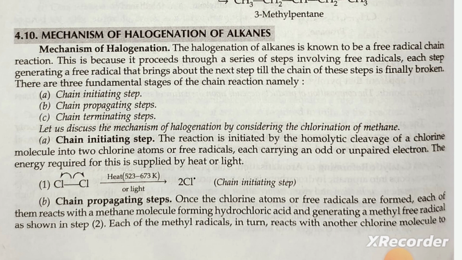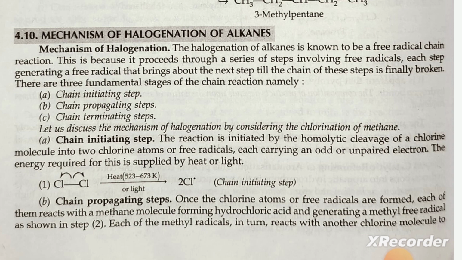Mechanism of halogenation of alkane. The halogenation of alkane is known to be a free radical chain reaction. This is because it proceeds through a series of steps involving free radicals, each step generating a free radical that brings about the next step till the chain of these steps is finally broken. There are three fundamental stages of chain reactions, namely: A, chain initiation step; B, chain propagating step; C, chain terminating step. Let us discuss the mechanism of halogenation by considering the chlorination of methane.